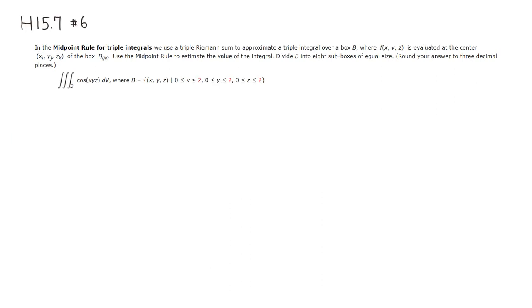First, the region is: x goes from 0 to 2, y goes from 0 to 2, and z goes from 0 to 2. So we're looking at the cubic solid here. That's the x-axis, here's the y-axis, and here is the z-axis. It's going from 0 to 2 along each.